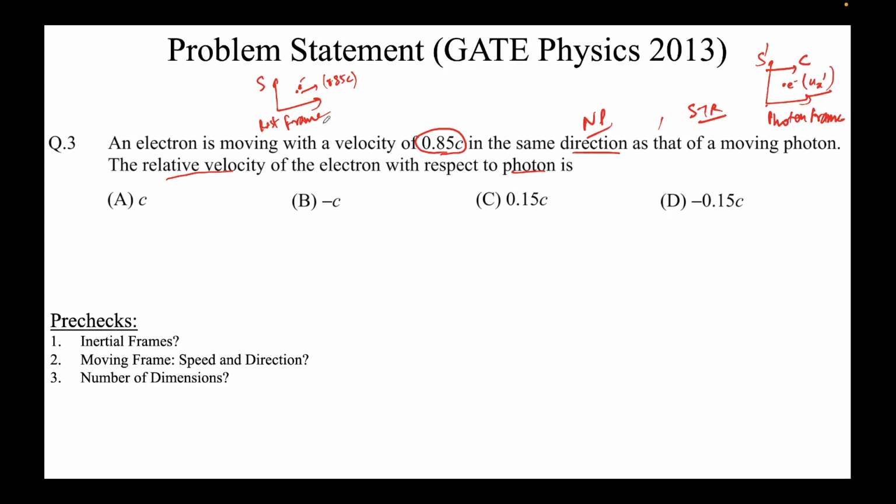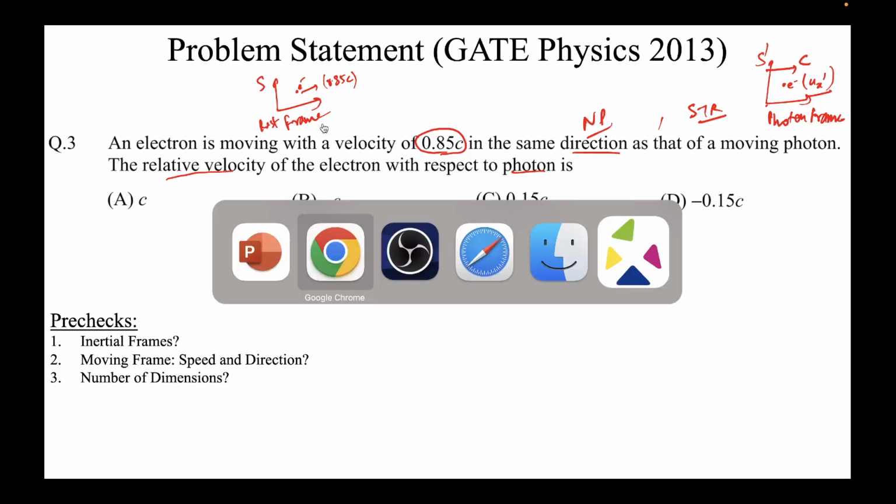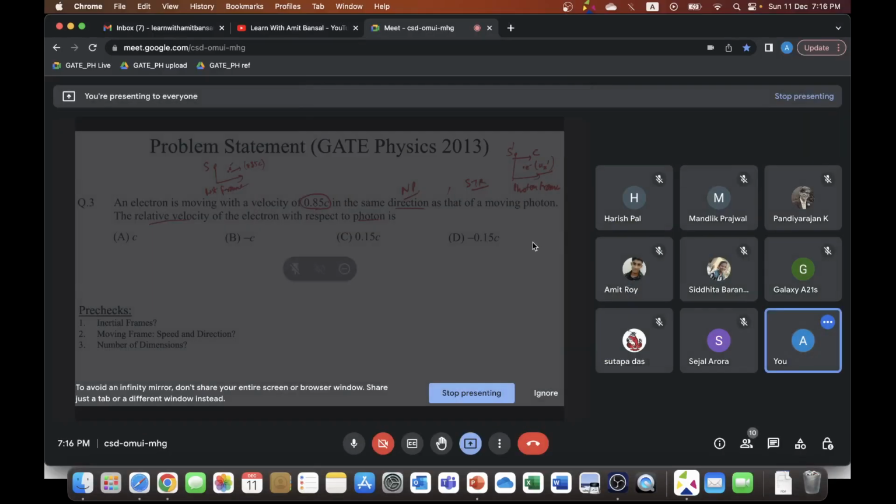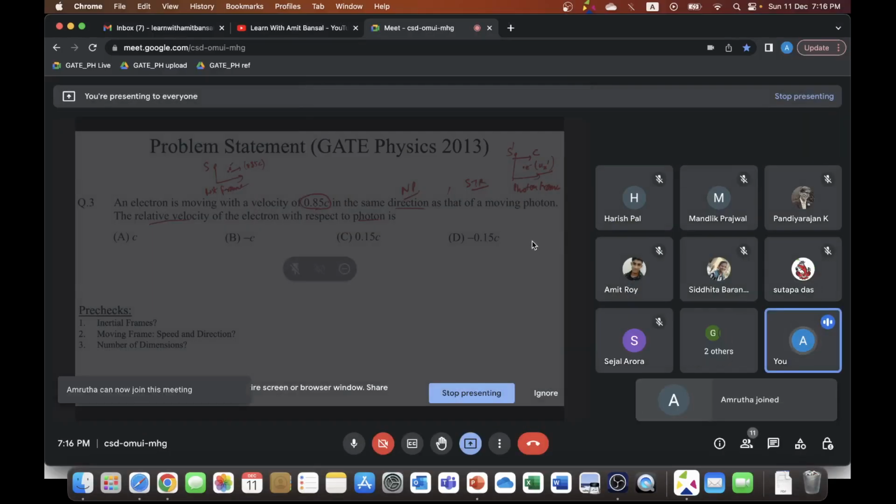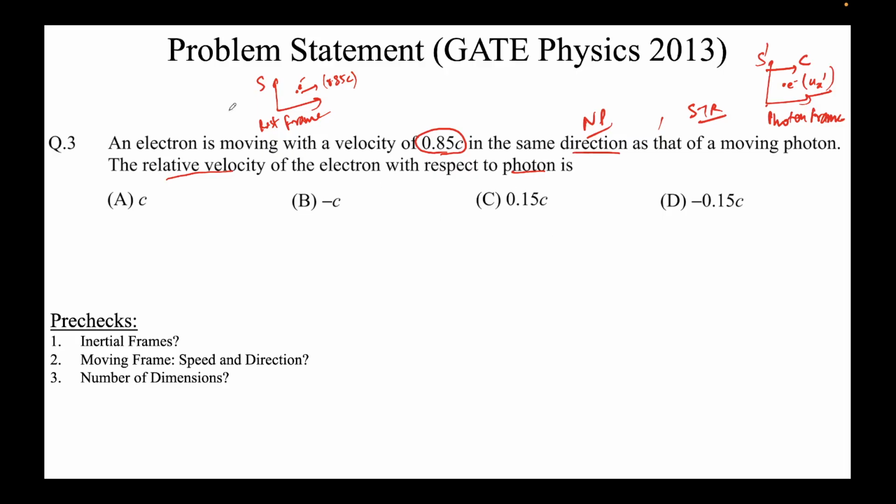Since we have assumed one frame to be the rest frame, it's obvious that this frame is inertial. We talked about inertial frames: the frame is either at rest or at constant velocity. So this frame is at rest, that's why it's called the rest frame. The photon frame is moving at a constant velocity c, so this is also inertial. Both frames are inertial.